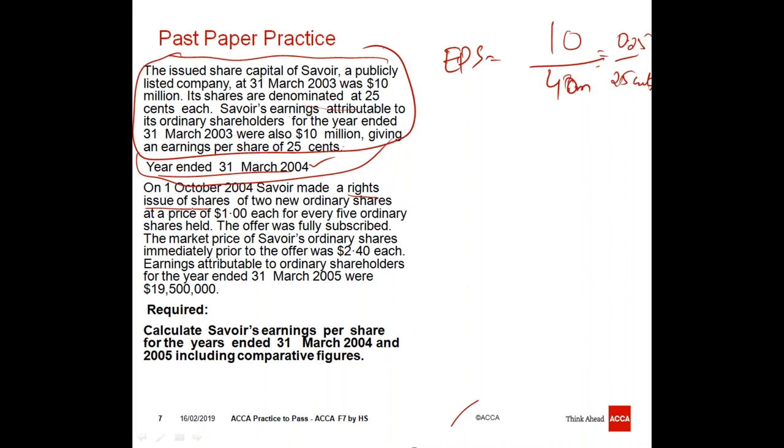Earnings attributable to the shareholders for the year ended 31st March 2005 were 19,500. So ignoring these three zeros, the examiner has already calculated and given us the value of earnings. That is 19,500. All of you are required to just calculate the weighted average shares, or the denominator, for this portion.